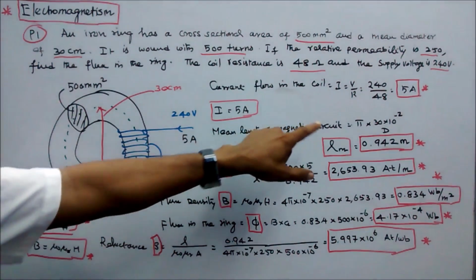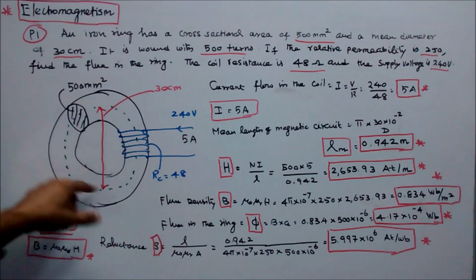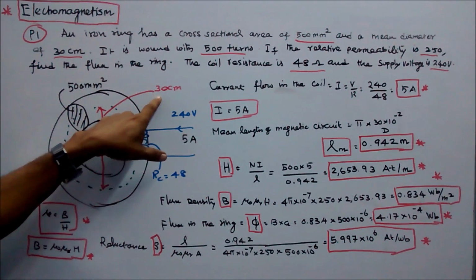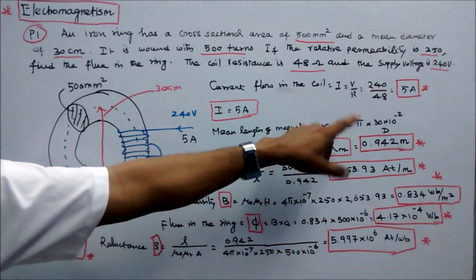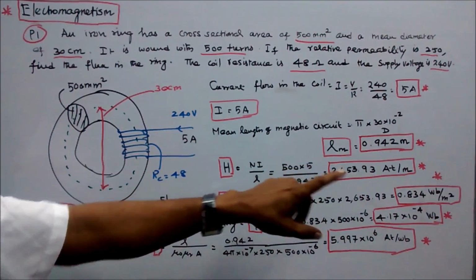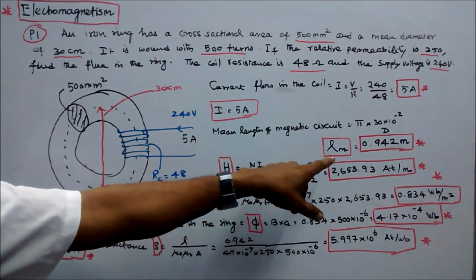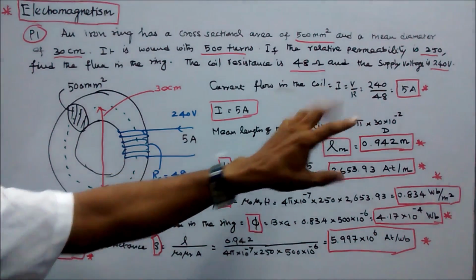Mean length of the magnetic circuit is equal to pi into D. Here D is given as 30 centimeters. Pi into 30 into 10 power minus 2. Mean length of the magnetic circuit is equal to 0.942 meters.